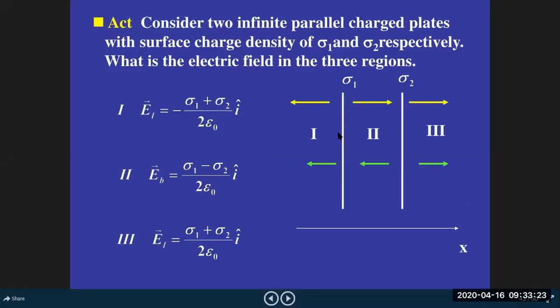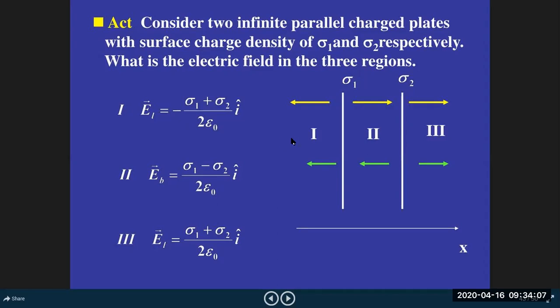This is the two parallel plates. Say this is one parallel plate and this is another parallel plate, and both are parallel to one another, separated from one another by a certain distance. Now say plate 1 has charge density sigma 1 and plate 2 has charge density sigma 2. We have to find the electric field due to this configuration of charge sheets at a point on the left side, at a point in between the two plates, and at a point on the right side of the two plates.